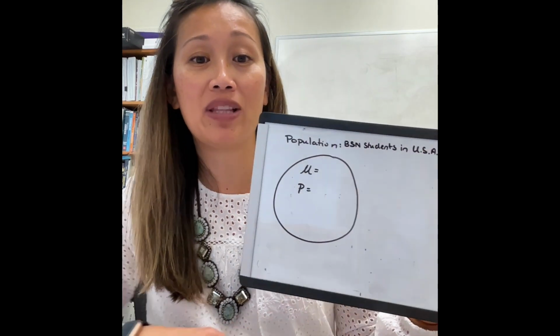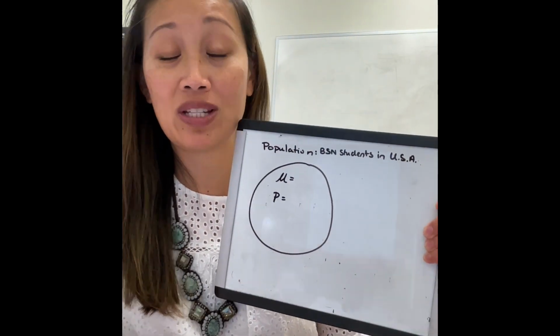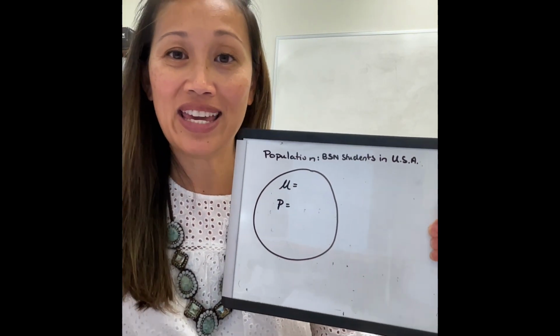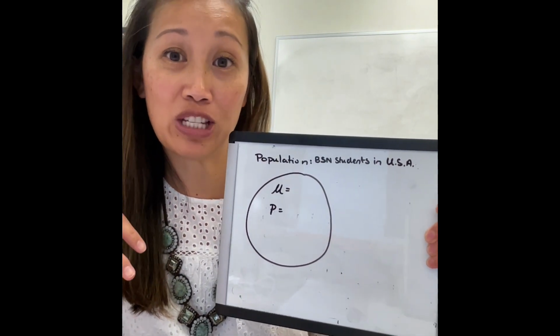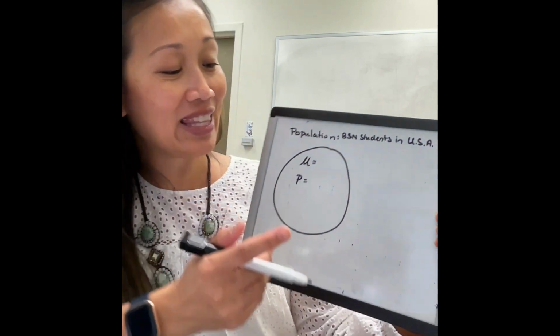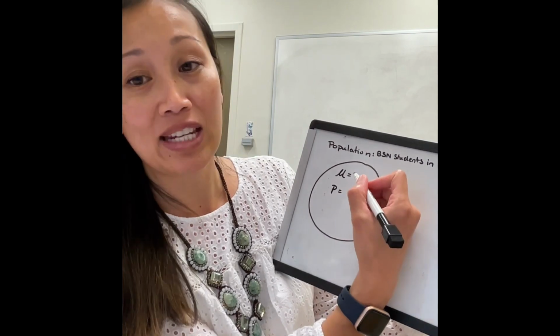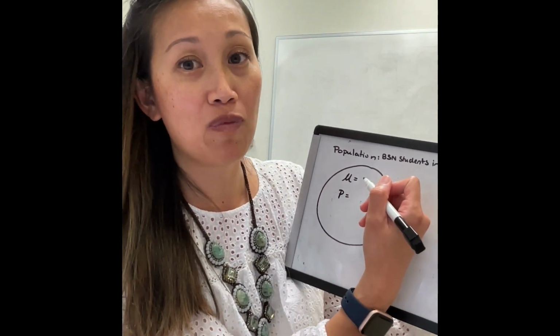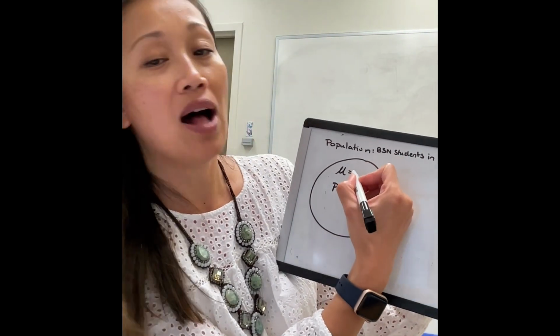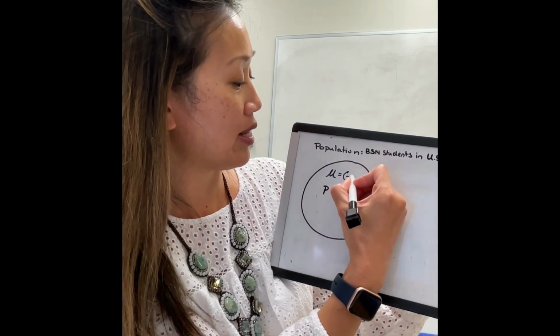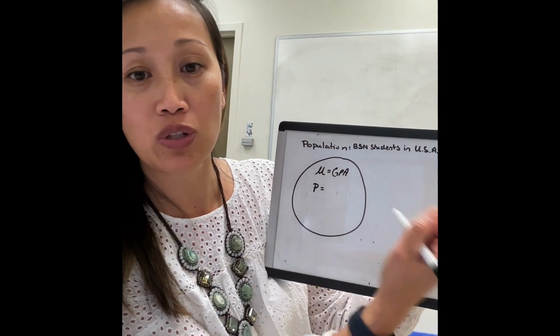Let's say, for example, I'm interested in the population of BSN students in the United States. So we're talking about every single student who is in a Bachelor's of Science in Nursing program in the United States. Let's suppose that we want to know the mean GPA of our sophomore year BSN students. So I'll indicate that our population parameter of interest is, let's say, the GPA of our BSN students.